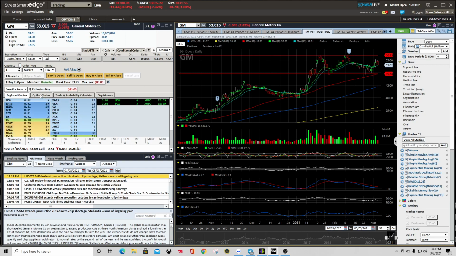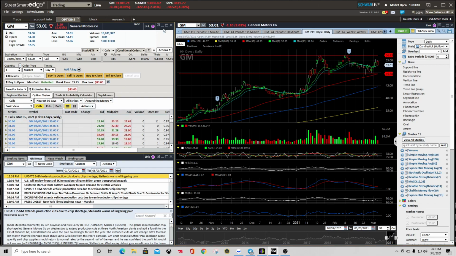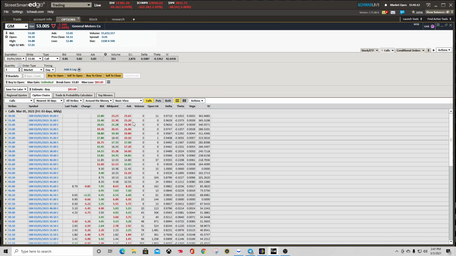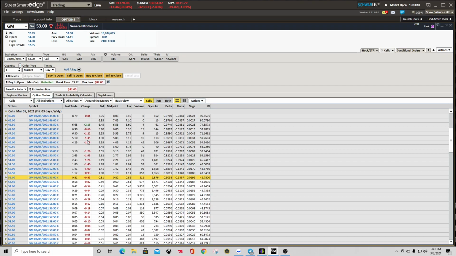So let's look at the options chain. Right now it's March 5th. The expiration is on March 5th, $53 strike. So let's look at the options chain and see what it looks like. I'm going to choose all expirations. So we're looking at March 5th, so of course that's 3 days away.